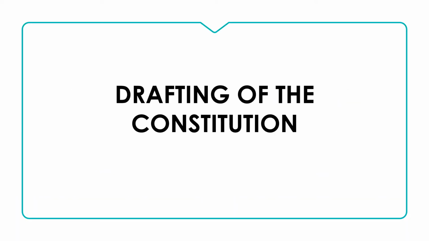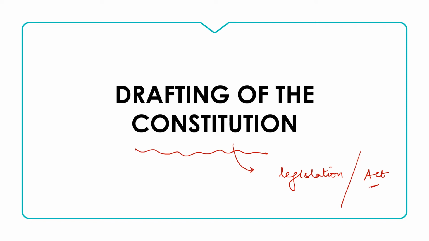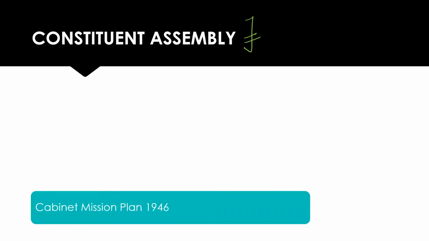So, let us talk about how the Constitution of India was drafted. As you know, the Constitution of India is a legislation or an act, and therefore it had to be drafted. So let us have a look at how it was drafted. The body that has to be credited for drafting the Constitution of India is what is known as the Constituent Assembly, right? So the Constituent Assembly is the body that has drafted the Constitution of India.